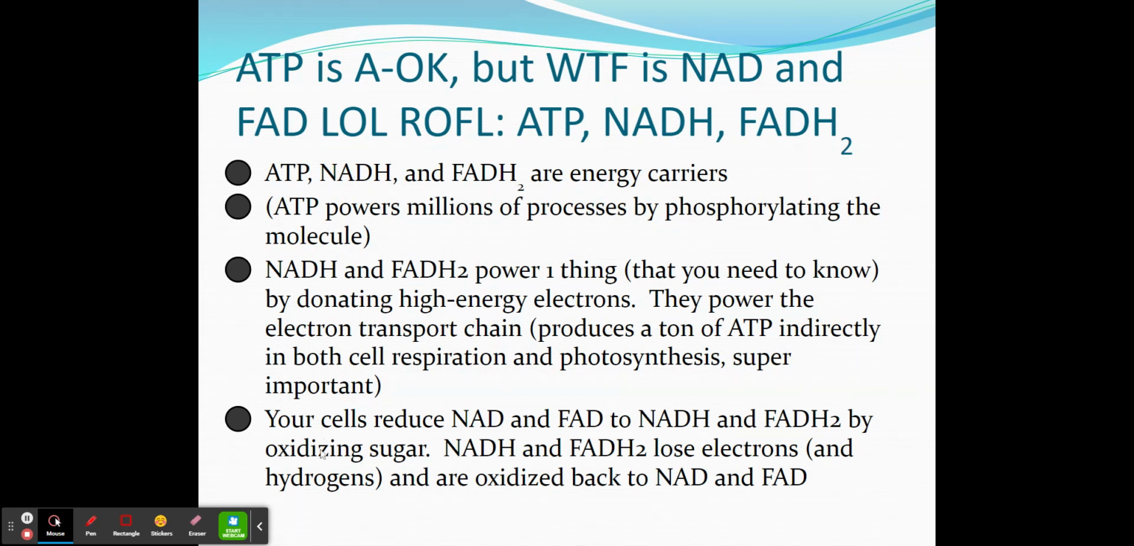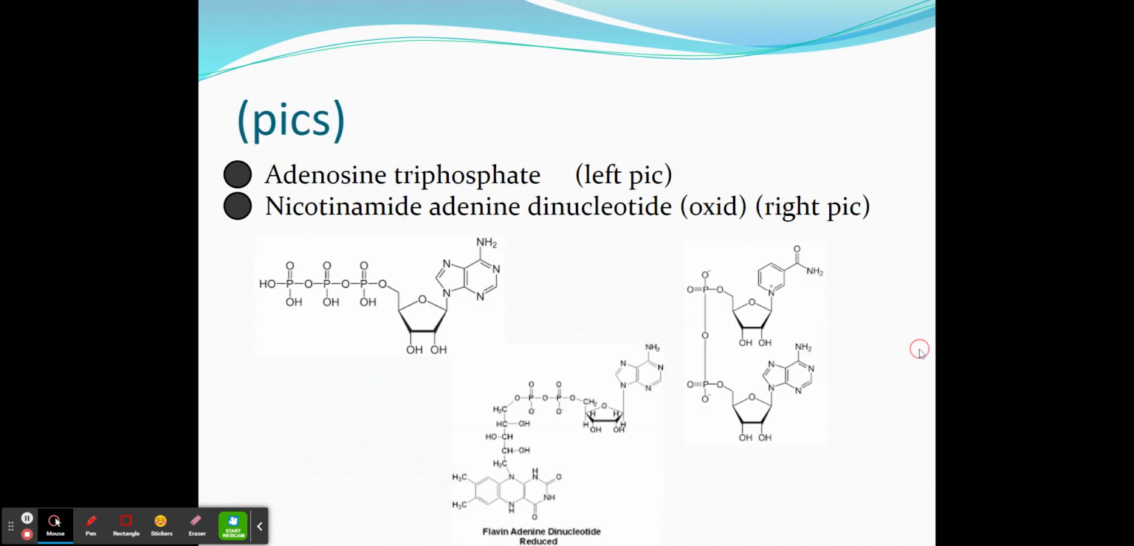So you might be like, why don't we just oxidize the sugar and directly make ATP? Well, that's not how it evolved. It evolved to have this little intermediate made and broken, or used. Okay, so that's just how it evolved.